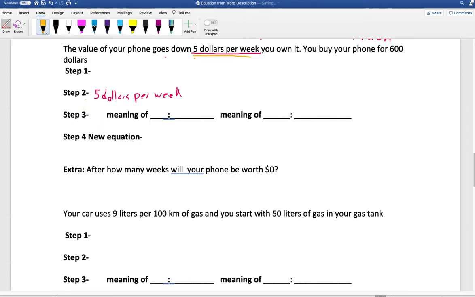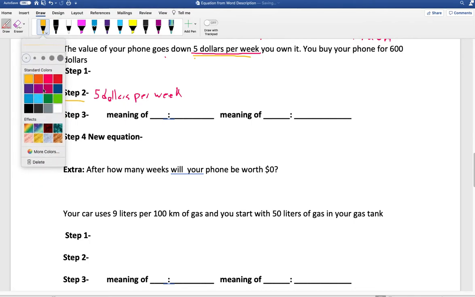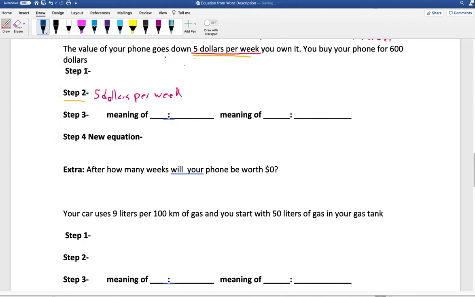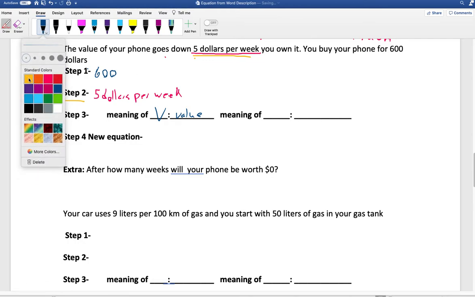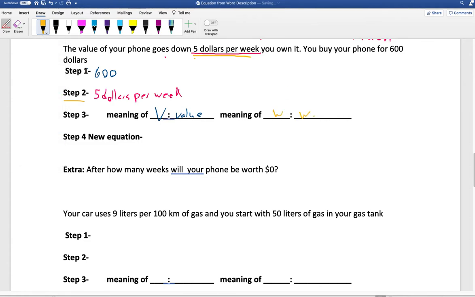I'll lose my pen every so often. And then, see if I have initial value. You buy the phone for $600, so my initial value is $600, right? Let's write an equation for the value of the phone. So V is going to be value, and then my other one is going to be W for weeks.